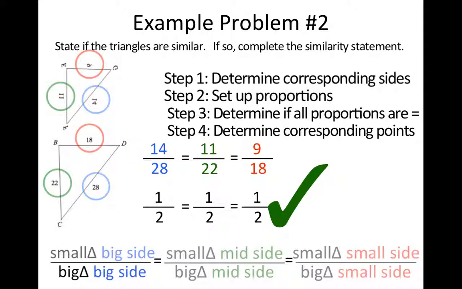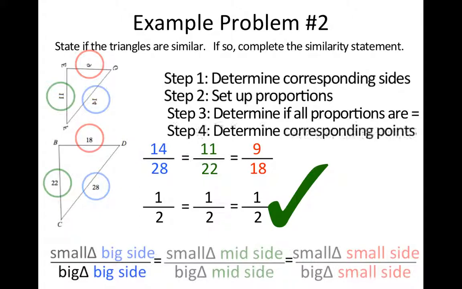Triangle BCD is twice as big as triangle EFG. Each of its sides is twice as big. Or conversely, triangle EFG is 1/2 as big as BCD because each of its sides is 1/2 as big. Now I have to determine the corresponding points. And I'll show you why in a second. That's for our similarity statement.